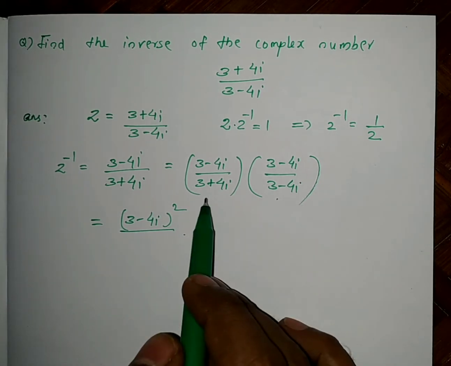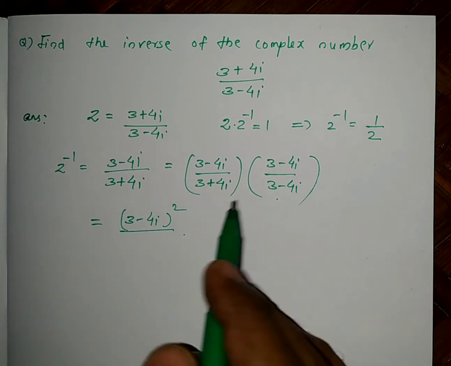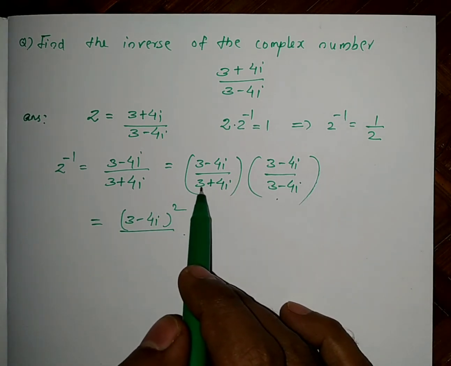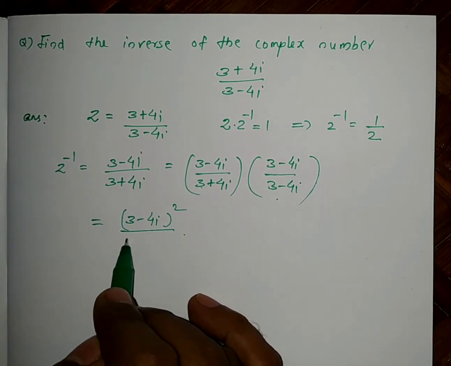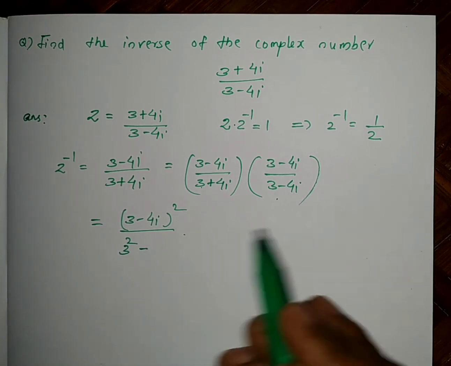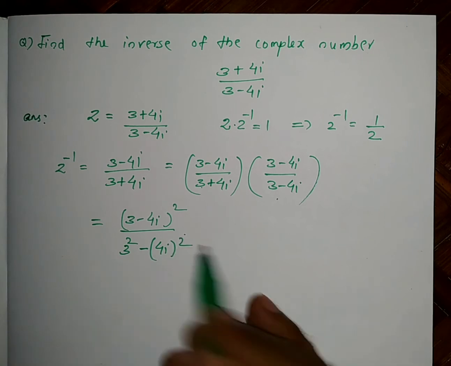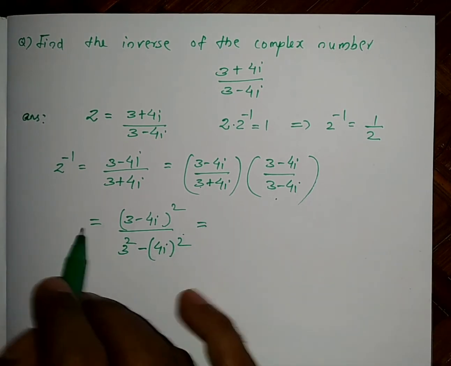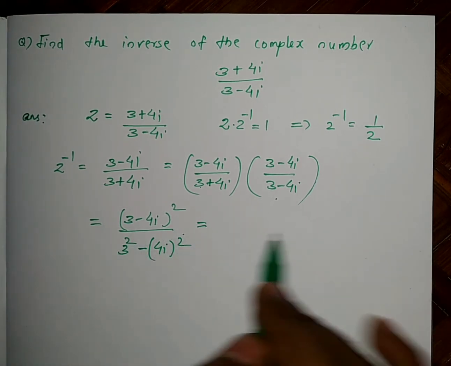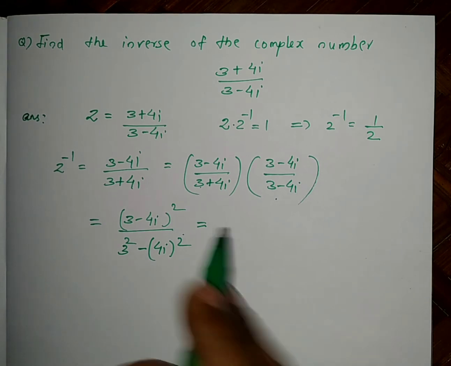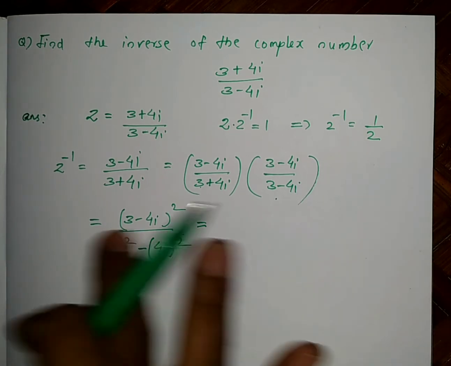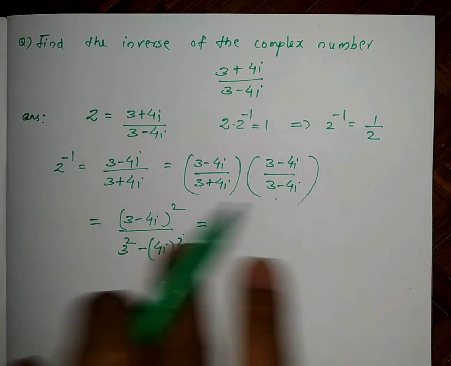(3 minus 4i), which is in the format (a plus b) into (a minus b). That is a square minus b square. Now, we take a as 3, so a square is 3 square, minus b, taking b as 4i, so (4i) square. We do not write everything in one line, since there is no space to write it all in a single line.